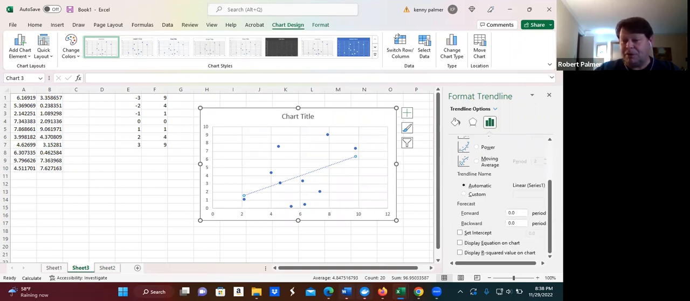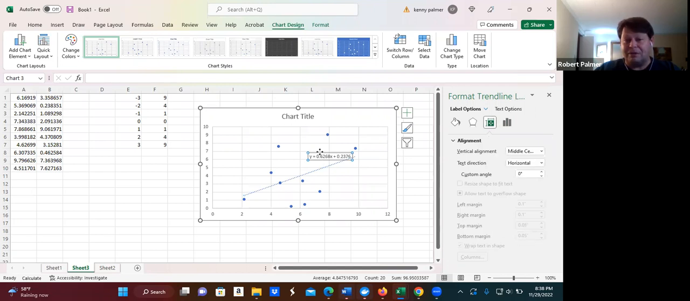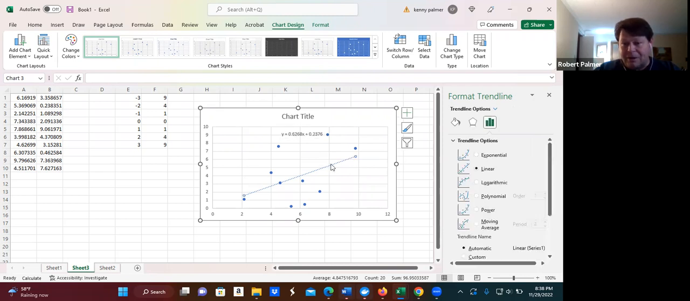Also, what we want to do is definitely check where it says Display Equation on Chart. We want to do that. And that gives us, actually, that's our regression line, the equation of that. Okay, you can also move it around. But let's go back here.